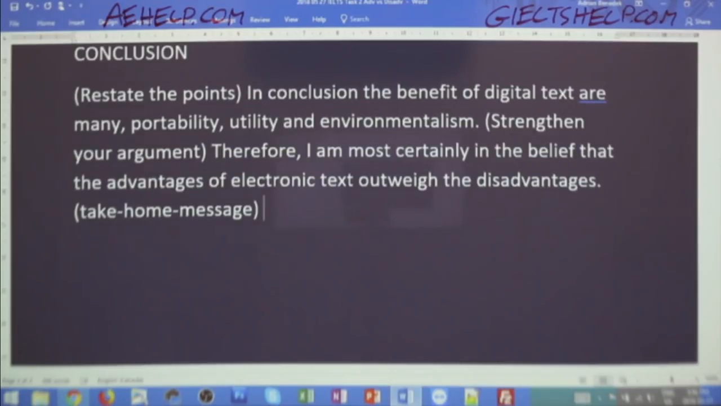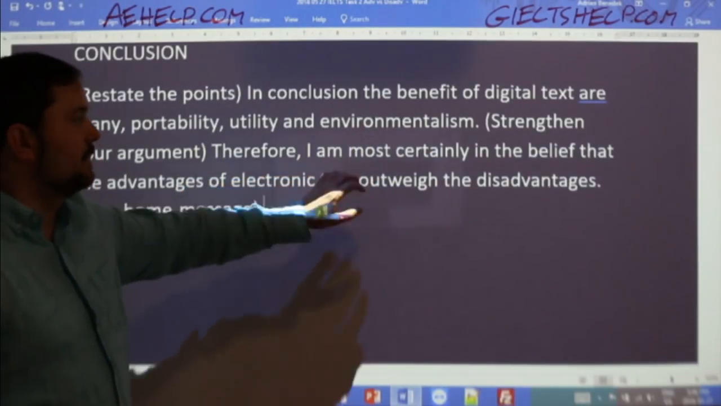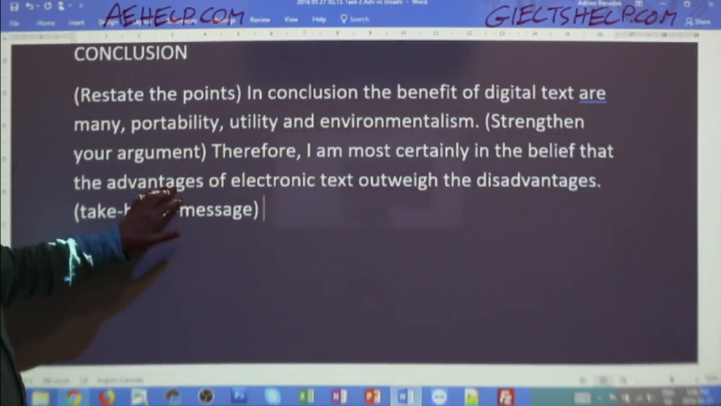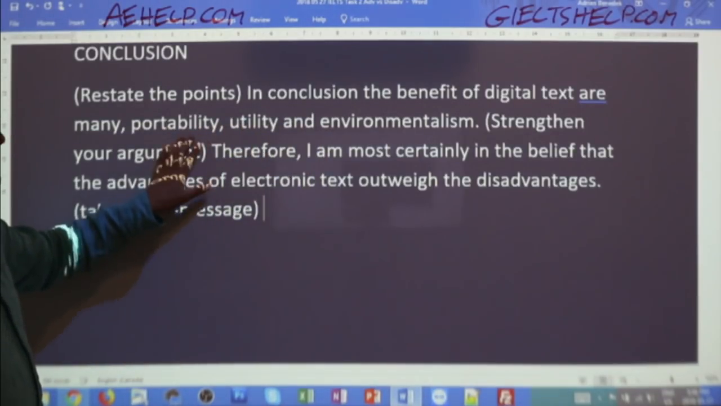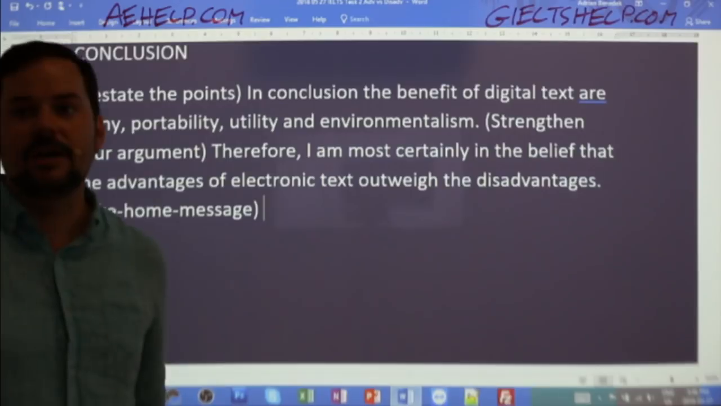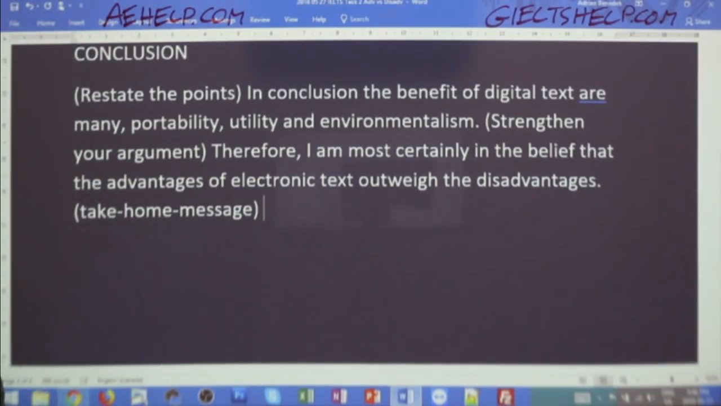So implementation, Baljit, is a good way to think about it. So think about the implementation. What is the implementation? And that's how we explain it in our course, Baljit. Environmentalism is the noun for protecting the environment, because here I'm using these words in parallel grammar form. Utility, portability, environmentalism. Okay, they're all in their noun forms.